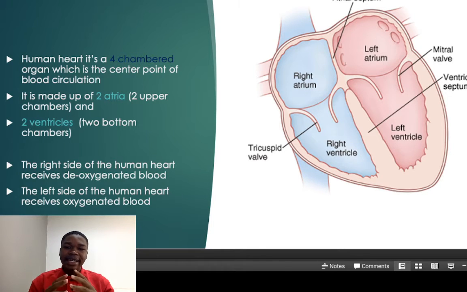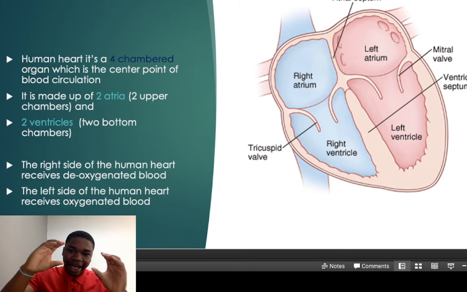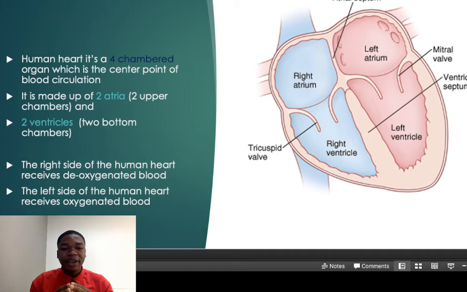As you can see on the diagram, the top chambers are called atria, or atrium in singular. There are two ventricles at the bottom, the right and the left ventricle. You can see the difference here on the ventricles. The other one is thick-walled.